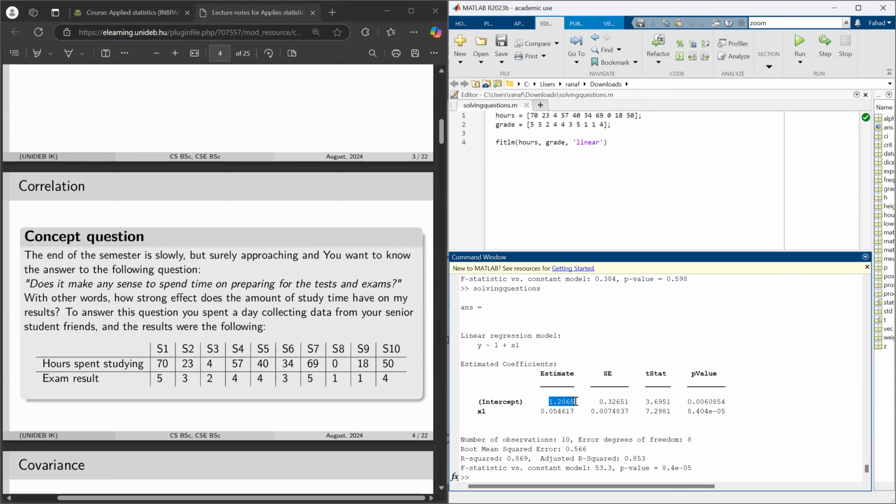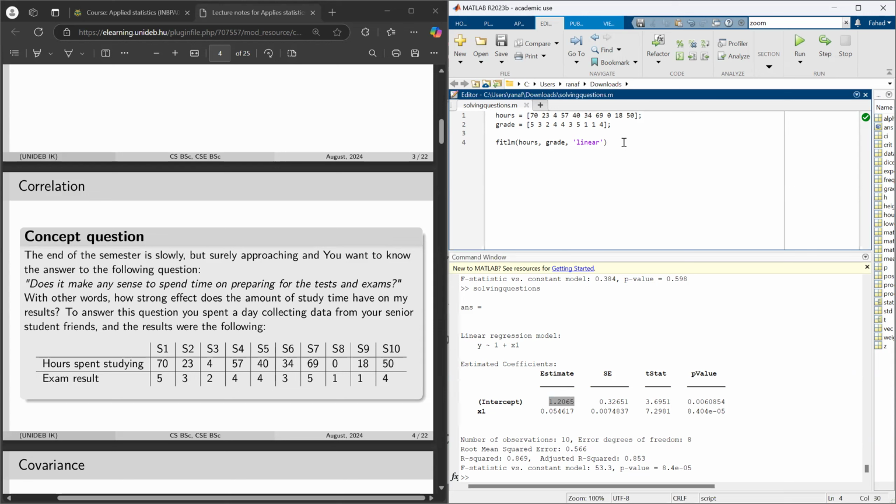Now that's the equation part. What is commonly asked in the questions? Well, not commonly asked, but it can be asked. The main use of fit lm is, okay, so you do the fit lm, you store it in a variable, and then you use the predict function.